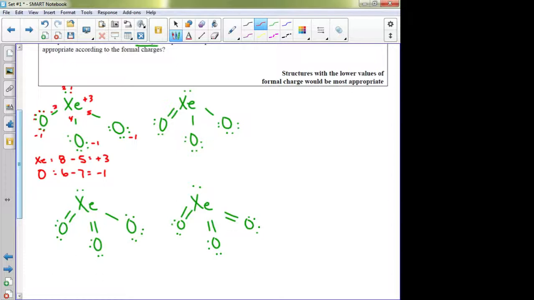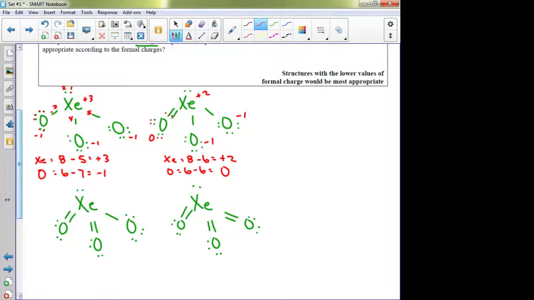So now let's move on to the second one. I already know the single bonds are -1s, right? So now all I have to do is redo xenon and the double bonded oxygen. So xenon has how many valence electrons normally? 8 minus 1, 2, 3, 4, 5, 6. Does everybody see that? So that would give xenon a +2. And then this double bonded oxygen normally has 6 valence electrons. We count 1, 2, 3, 4, 5, 6.